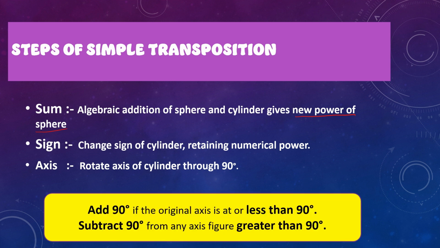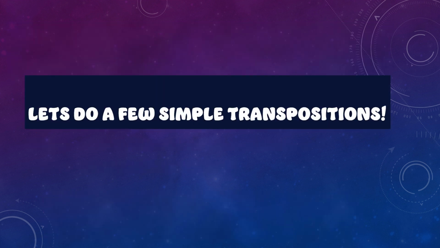So what does it mean? It means that if your cylindrical axis is less than 90 degrees, like 70, 75, 80 or 20 degrees, you add 90 to that axis to get your new axis. However, if the axis is greater than 90 degrees, like 100, 110, 150, 170, 175, then you subtract 90 degrees from that axis to get your new axis. Now let us do a few simple transpositions so that the steps become more clear to you.